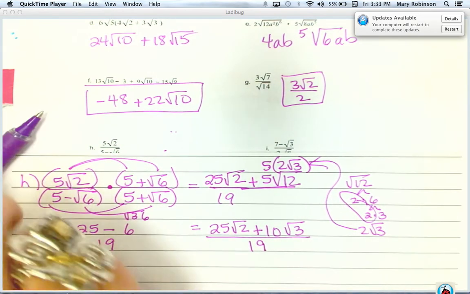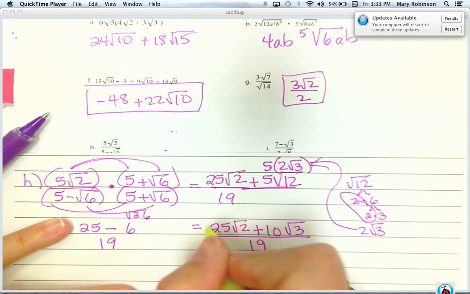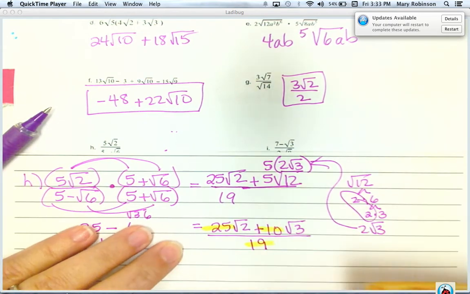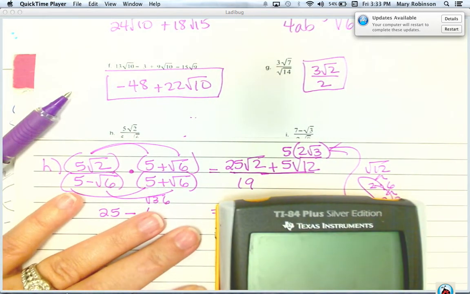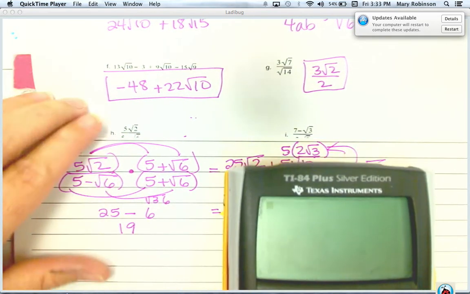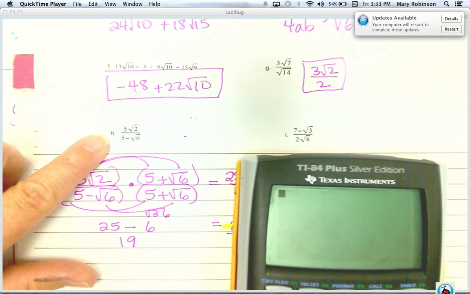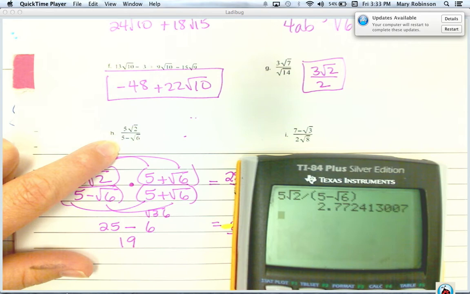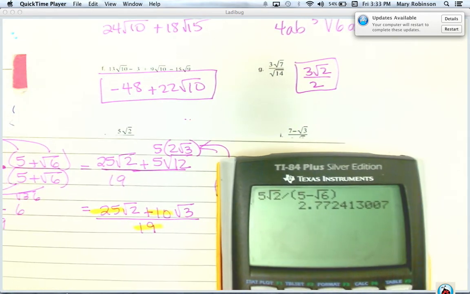The only way you could possibly reduce is if 25, 10, and 9 all had a common factor, but they do not. So let's check our final answer in our calculator. So our original problem, and I'm going to look back here at H on my paper, was 5 square roots of 2 divided by the quantity 5 minus the square root of 6. So I'm just going to type it in as is, hit enter. Now compare that to our answer.